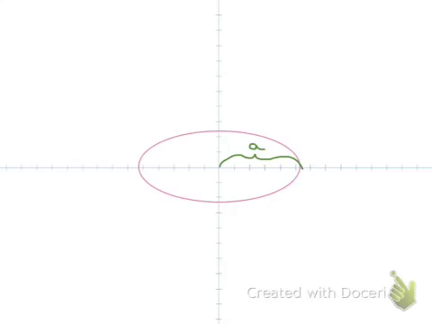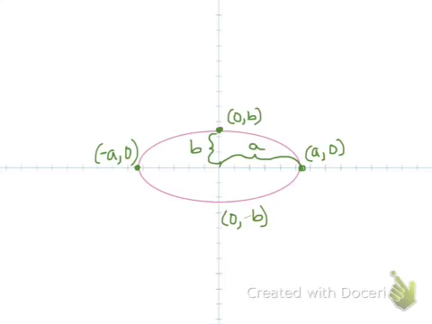If you have a horizontal ellipse, it's longer than it is tall, and a is the distance from the center out to the right or left side. So the coordinates of each side are (a, 0) and (negative a, 0). The distance from the center up to the ellipse on the y-axis is b units long. So our coordinates on the edges are (0, b) and (0, negative b). And then we have two foci, F1 and F2.